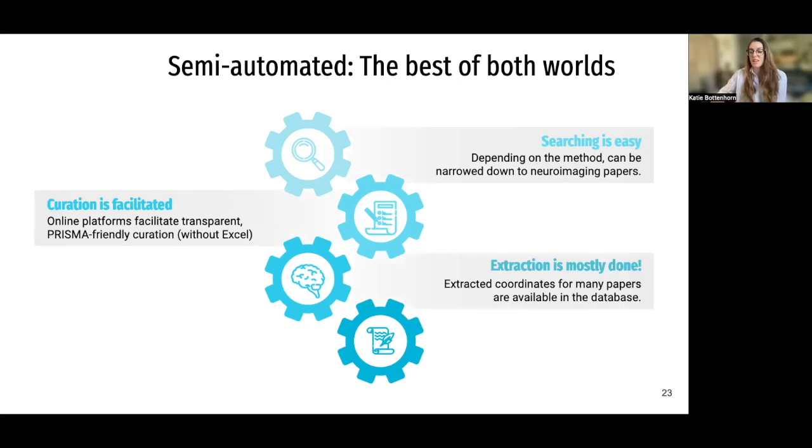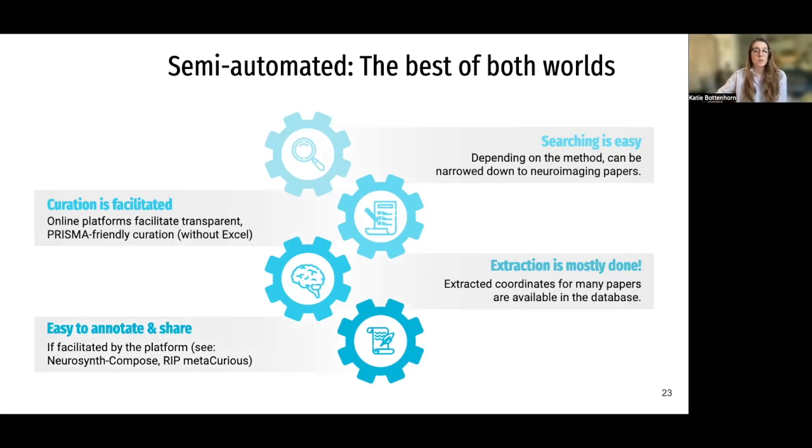The extraction process, like I said, is mostly done. Depending on the platform that you're using, it might only search papers that have already had their coordinates extracted, or it might search all the papers and then return papers with coordinates extracted and without coordinates extracted. But either way, it saves you a lot of time. And of course, it is easy to annotate and share them if facilitated by the platform, for example, NeuroSynth-Compose or the no longer active metaCurious, RIP.